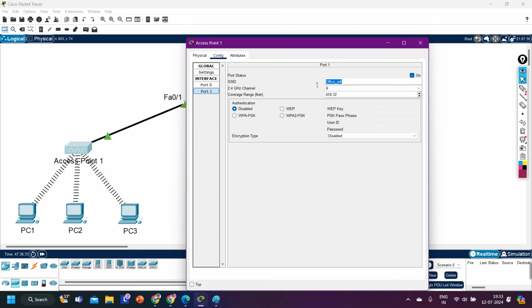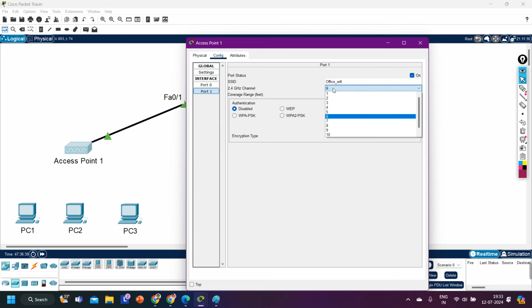This is the name of my wireless network, meaning what the client will see when it scans for wireless networks, and then at which channel it will work. So this AP supports 2.4 gigahertz, right? And guys, under 2.4 gigahertz we have multiple channels. By default this AP works on channel number 6. If I want to configure it on channel number 1, I can select the channel. So now this AP is working on channel 1, right?